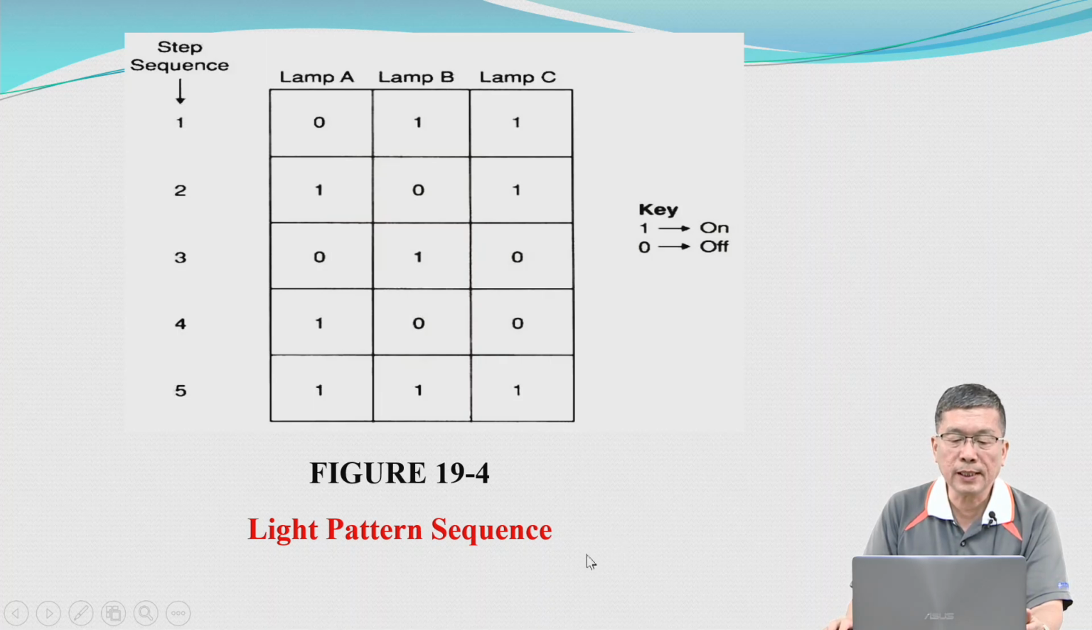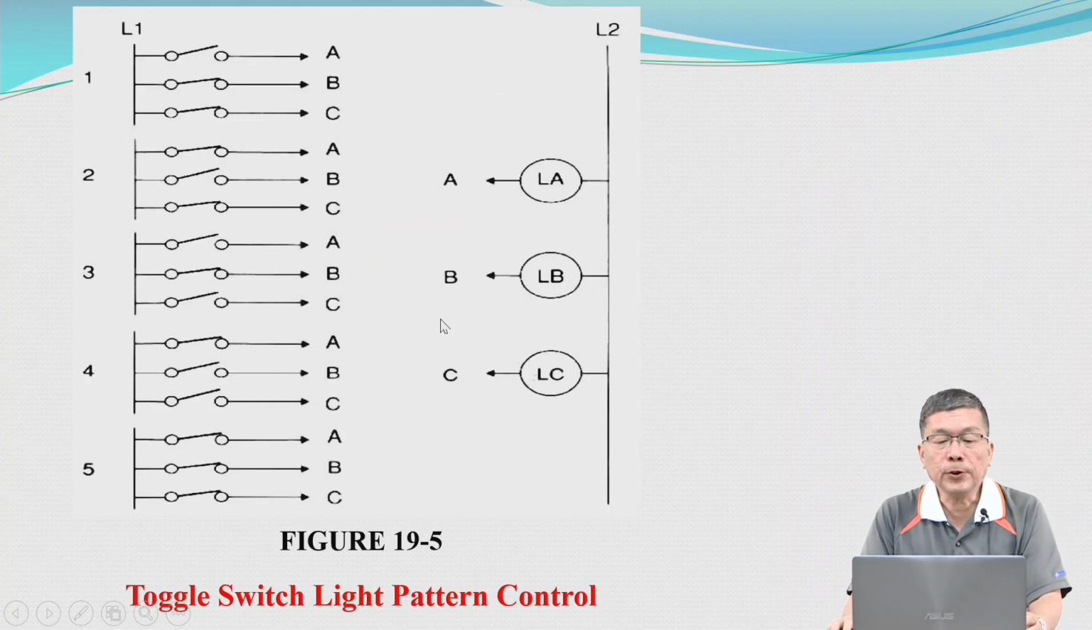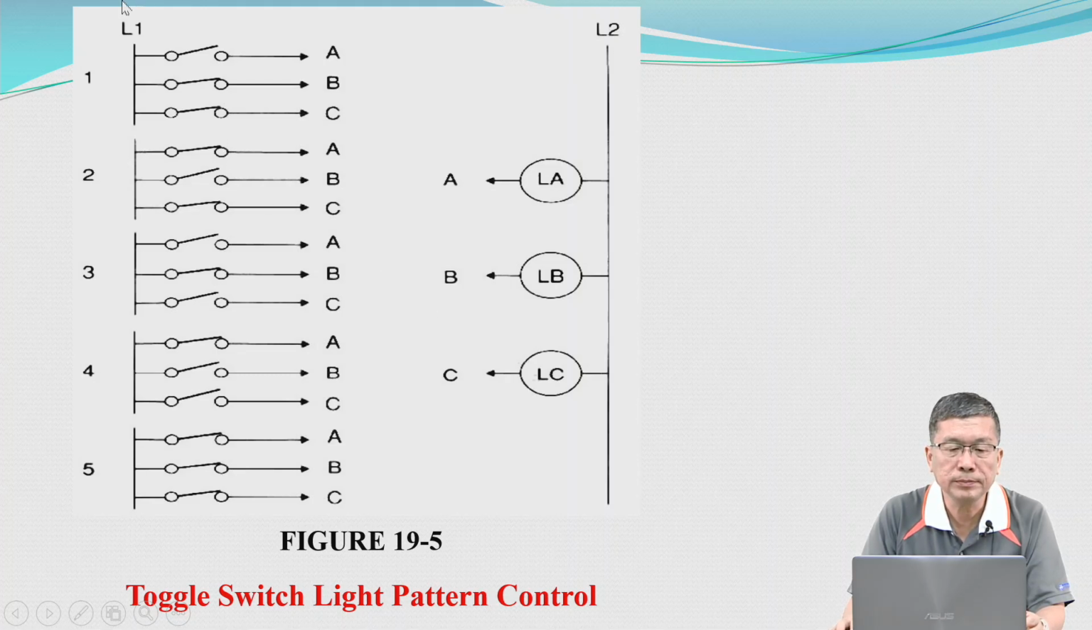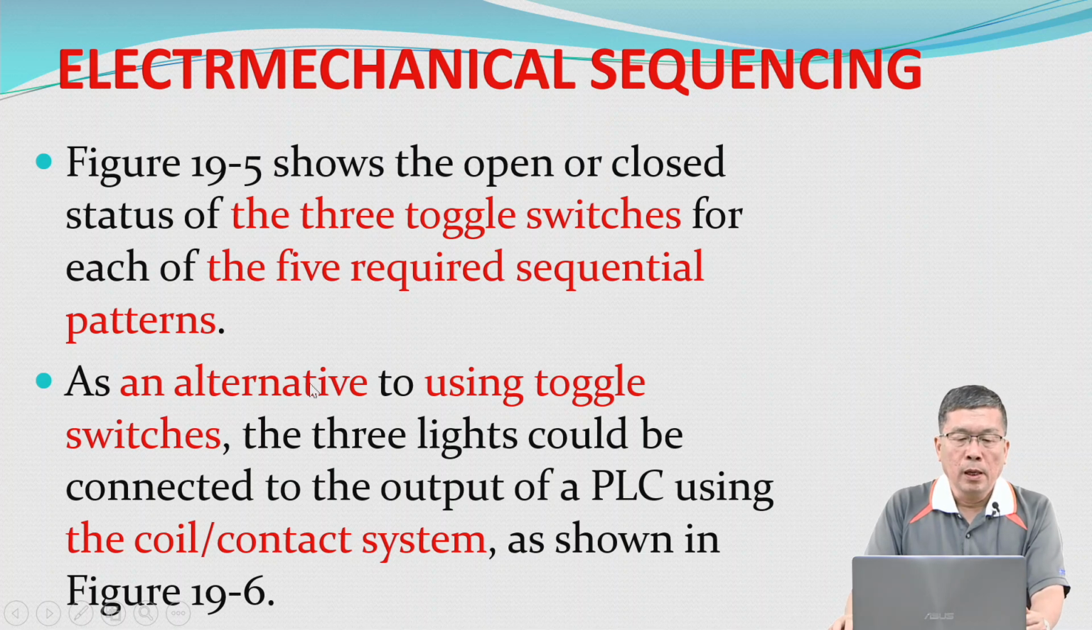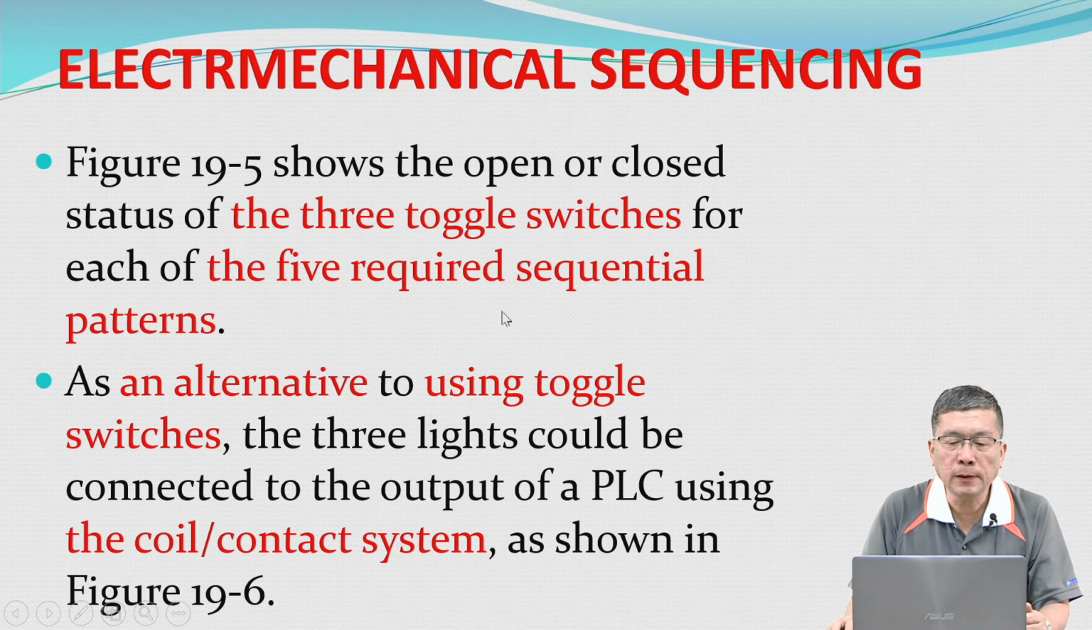This picture shows the light pattern sequence of light control. This figure shows toggle switch light patterns control. Figure 19.5 shows the open or closed status of the 3 toggle switches for each of the 5 required sequential patterns.